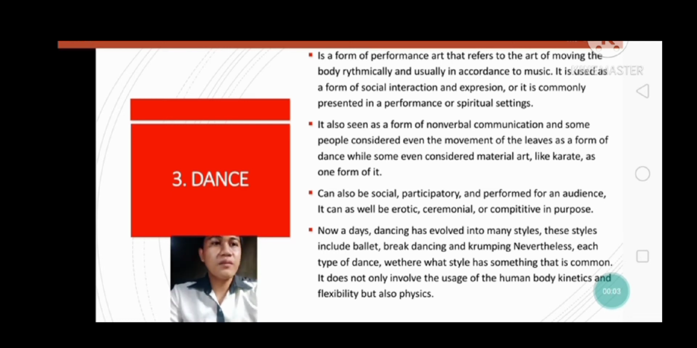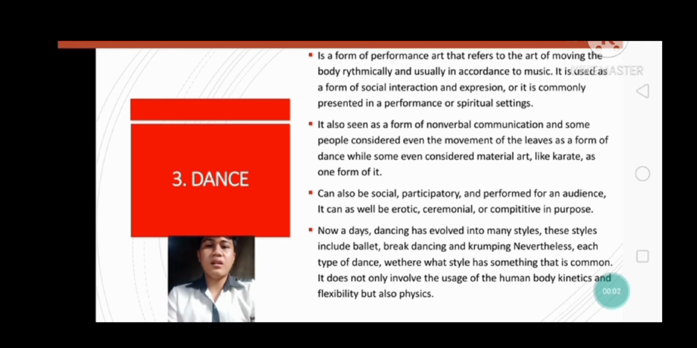Nowadays, dancing has evolved into many styles. These styles include ballet, breakdancing, and krumping. Nevertheless, each type of dance, whatever the style, has something in common. It involves not only the usage of human body kinetics and flexibility, but also physics.